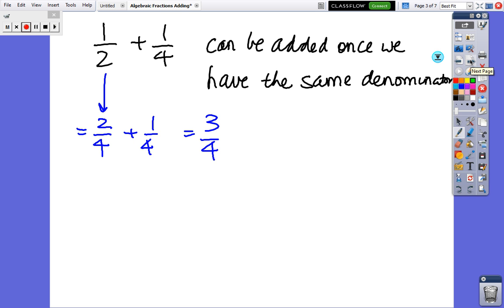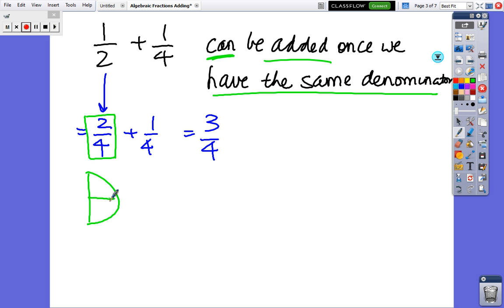Okay, so now we're looking at denominators that are different. If I've got a half and I'm trying to add a quarter, you can add them, but we have to have the same denominator. Most of you will be okay that half of a pizza is the same as 2/4 of a pizza. We just double the top and double the bottom to get the 4. So you have 2/4 plus 1/4 equals 3/4.